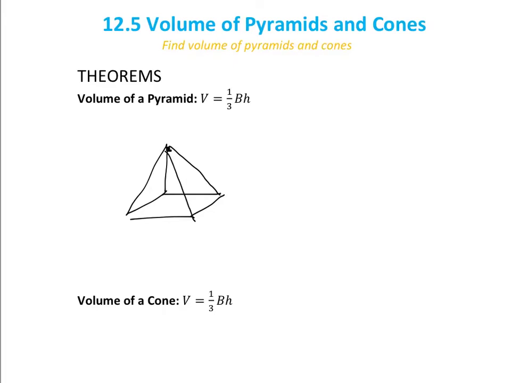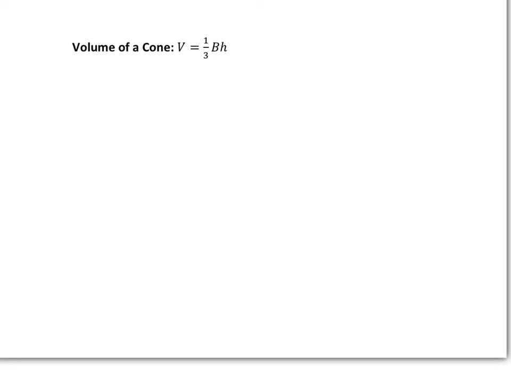The volume formula for this is B, area of the base, times the height, divided by 3, or multiplied by 1/3. So it's the same idea as the prism, except you're going to divide your answer by 3, or multiply by 1/3. And for a cone, same idea as the cylinder one.